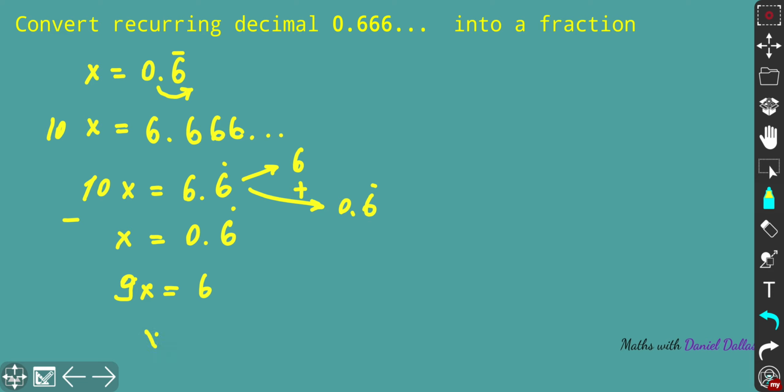Now x is going to be equal to 6 over 9, which if you simplify gives you 2 over 3. So that's the simplest form. And indeed, if you use a calculator, you'll get 0.6 recurrent. Let's get to the next example.